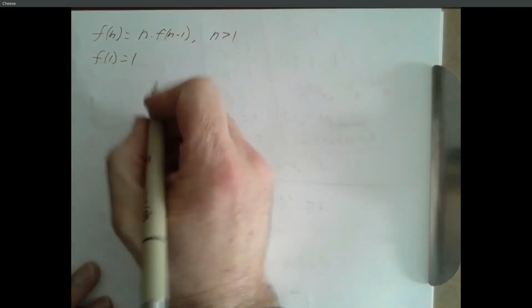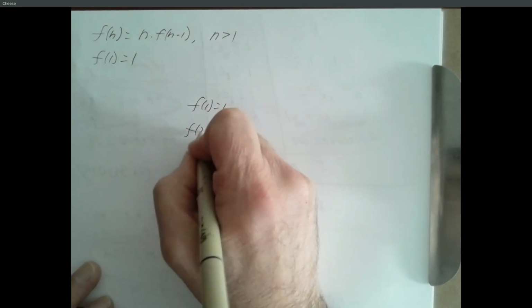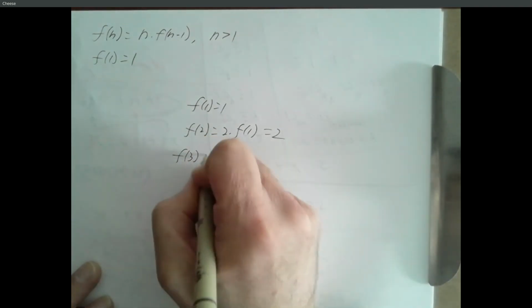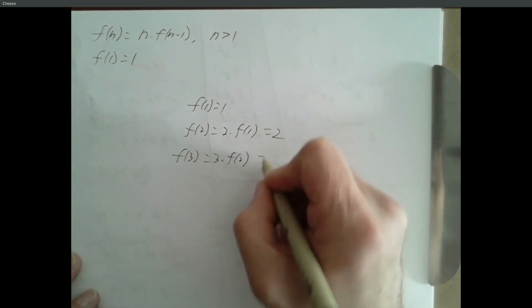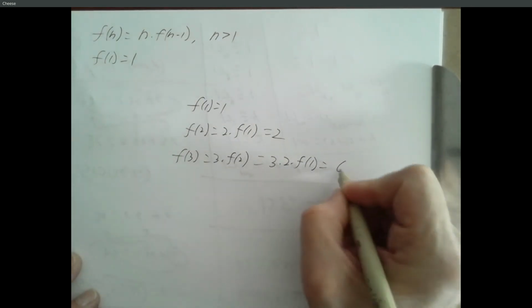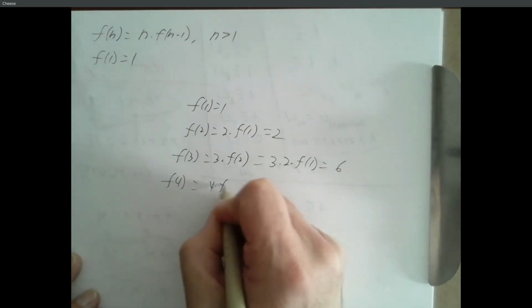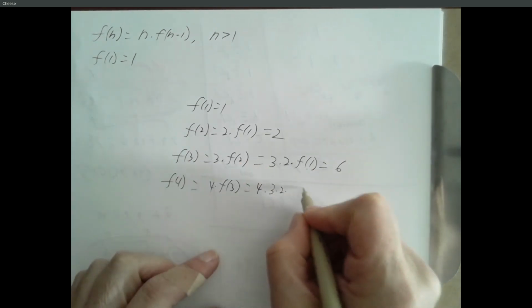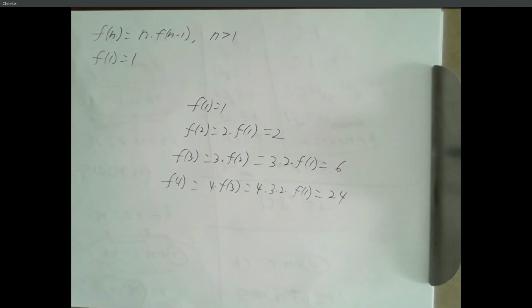There's two ways we can go about this. The most straightforward way is to start plugging in increasing values of n. We know that f of 1 is 1. f of 2 is 2 times f of 1, which is 2. f of 3 is 3 times f of 2, which is 3 times 2 times f of 1, which is 6. f of 4 is 4 times f of 3, which is 4 times, I'm going to write this in for f of 3, 3 times 2 times f of 1, which is 24. But you can see what's happening here, right? We're just calculating factorials. So our hypothesis is f of n is equal to n factorial.